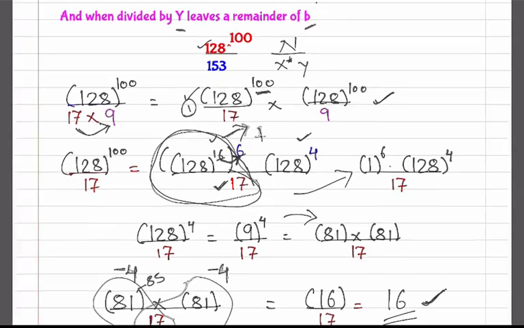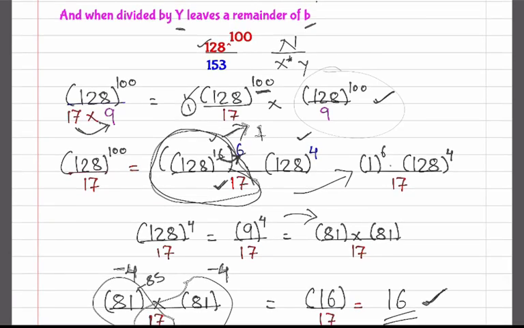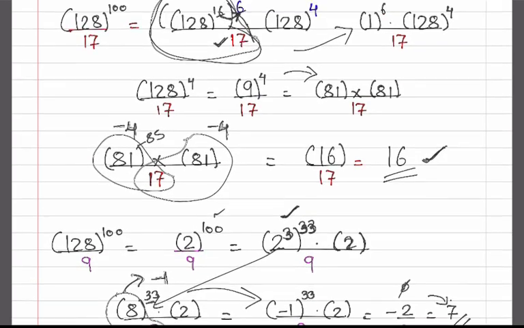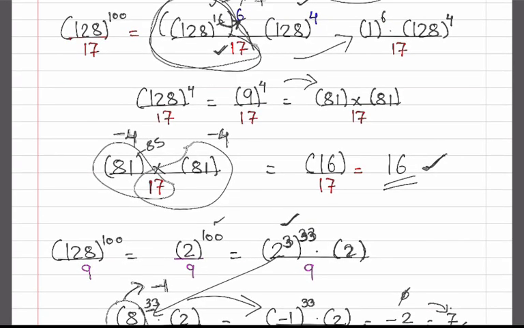Then I went on to the next number, which was 128 raised to 100 divided by 9. Since 9 was not a prime number, I didn't apply Fermat here. I went to rule number 2, adjusting the power. So I wrote 2 as 2 cube to get a negative remainder of minus 1.